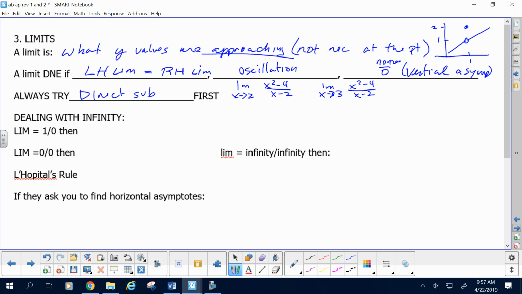But in the first one, would I factor that and cancel that, or is that necessary? Can I just put 3 in? Okay, so your first goal is just to say, can I just see what happens when I put the number in? All right? Now, I'm dealing with infinity problem areas.